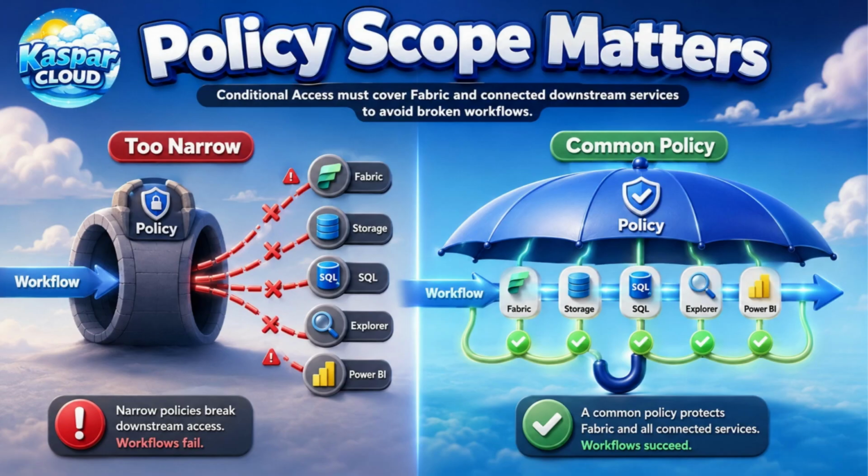A better approach is to design a common conditional access policy for Fabric and its connected services. This creates a more consistent experience and reduces unexpected failures. Security should be strict enough to reduce risk, but designed carefully enough to support the platform's real workflows.